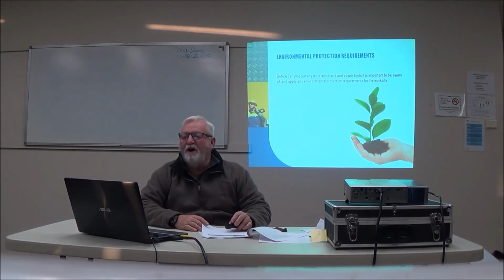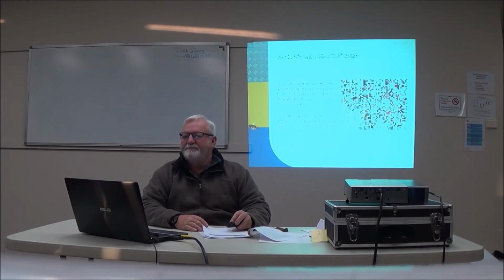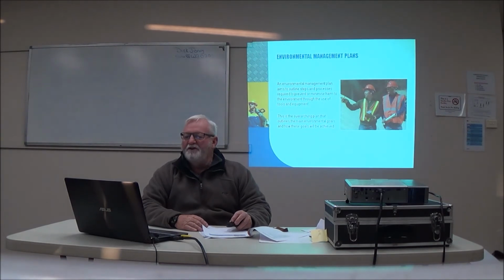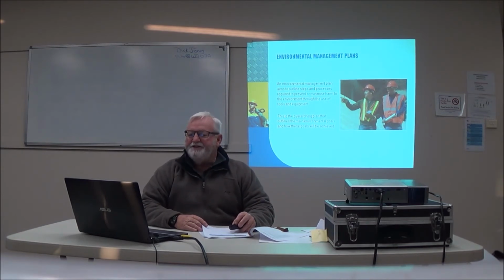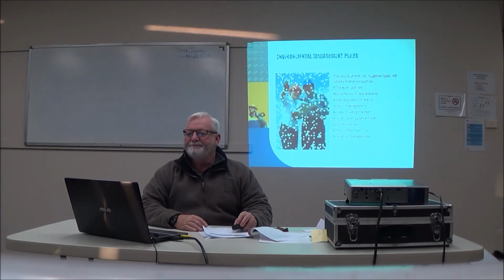Environmental protection requirements. Before carrying out any work with hand and power tools, it is important for you to be aware of and apply any environmental protective requirements for that work site. Environmental management plan. An environmental management plan aims to outline steps and processes required to prevent or minimise harm to the environment through the use of tools and equipment. This is the overarching plan that outlines the main environmental goals and how these goals will be achieved.